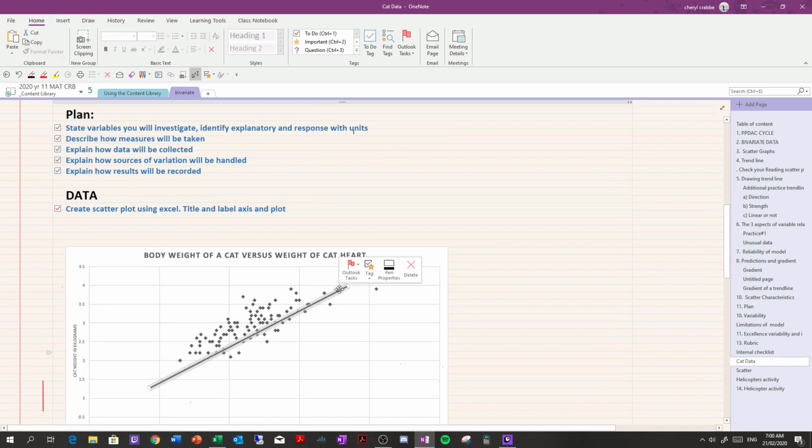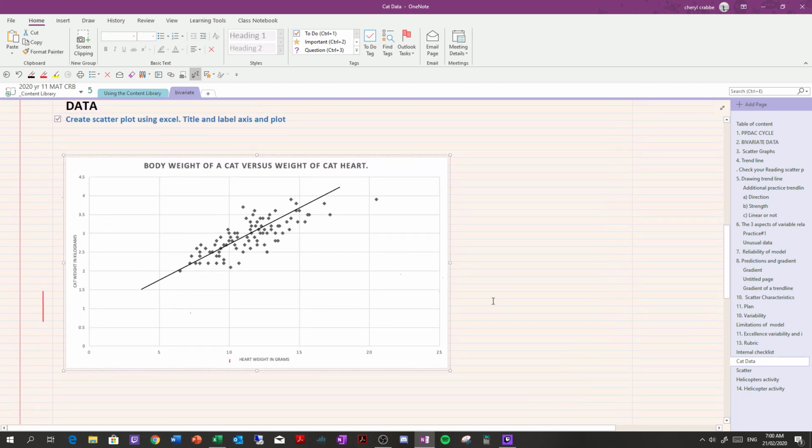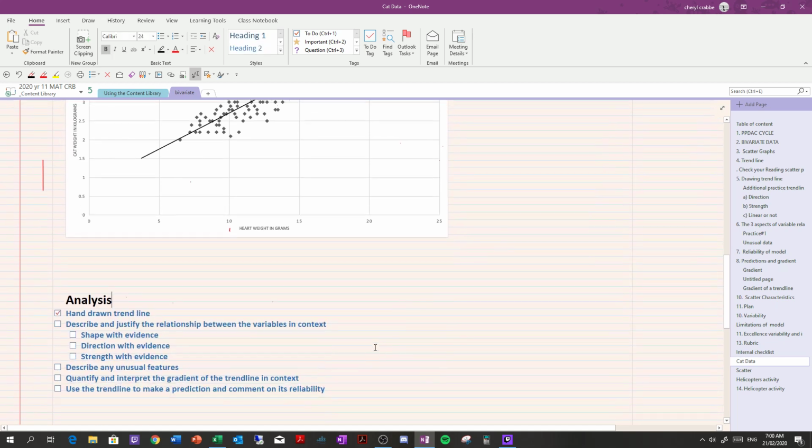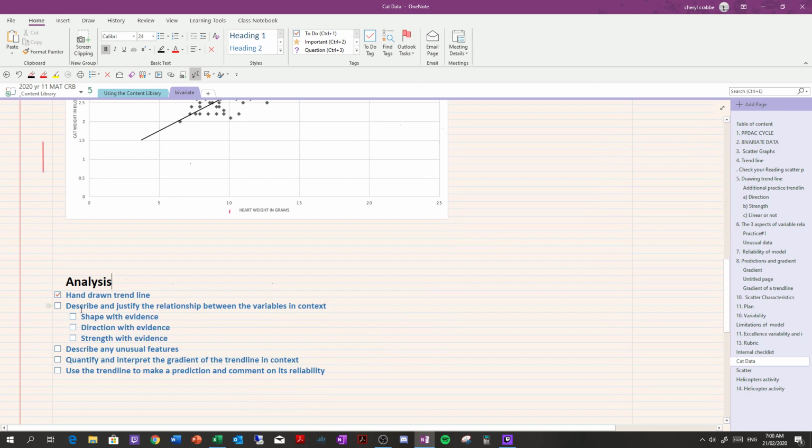Now that trend line is a little too low, so we're just going to move it up a little bit, and so that's a better trend line now. And we've got both the x and the y axis labeled, and we've got a trend line drawn. Now we get into our analysis, and in our analysis we have to describe and justify the relationship between the two variables in context. So shape, direction, and strength.